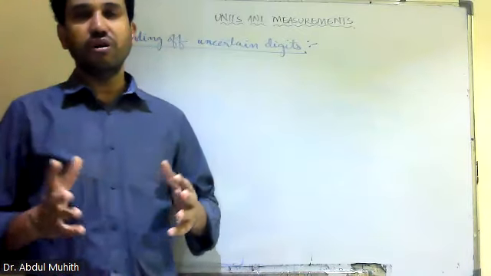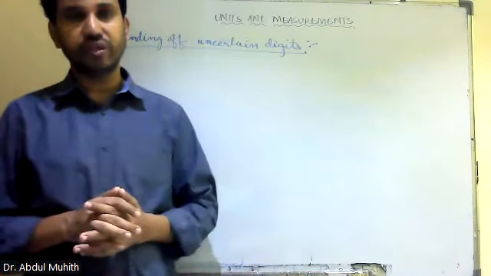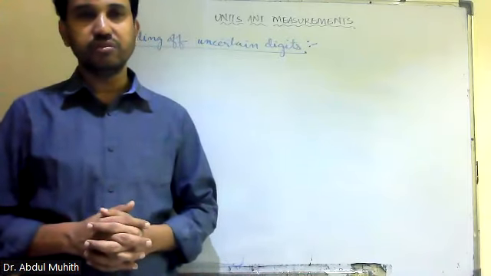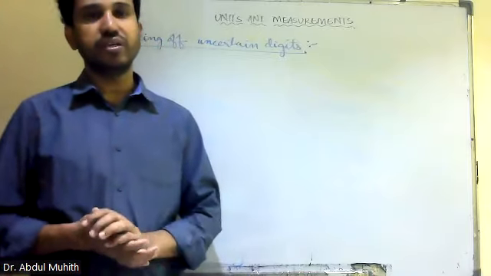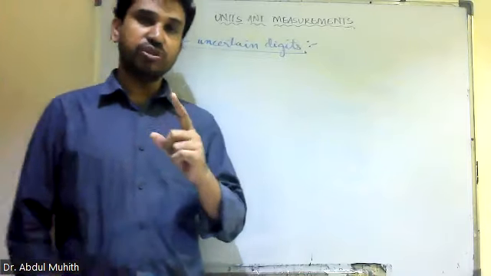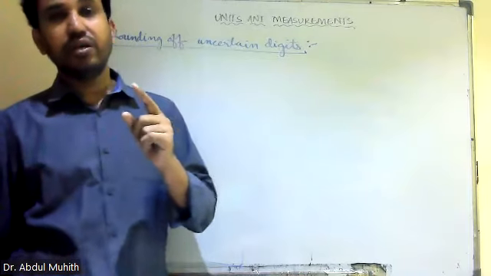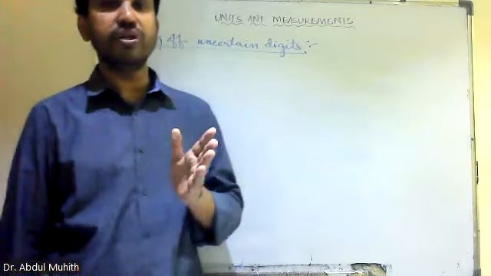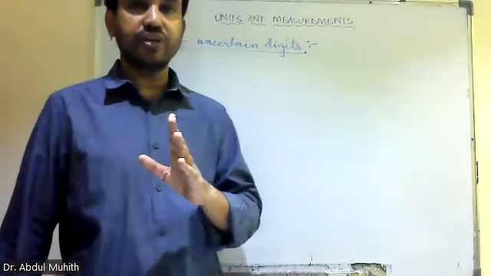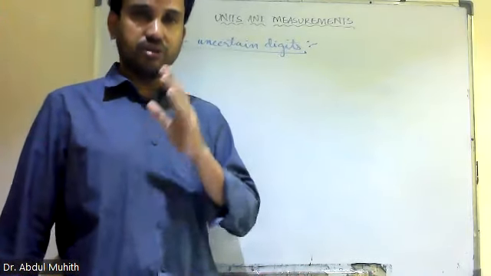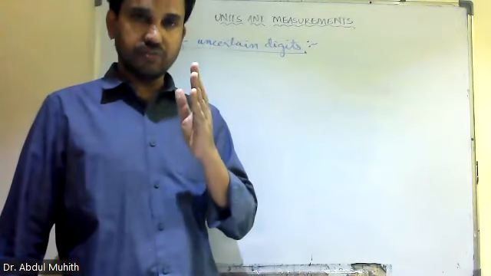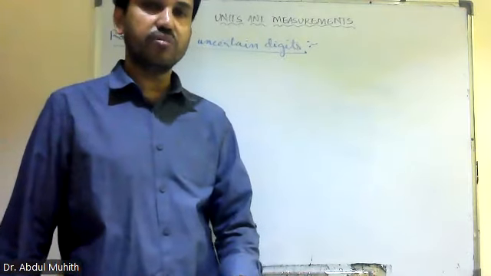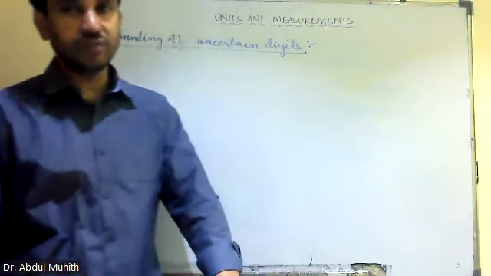What are the rules? All non-zero digits are significant. Second rule: if a zero comes between non-zero digits, then it is also significant. If the number is less than 1, zeros after the decimal are significant, but zeros before the decimal are not significant. Clear?